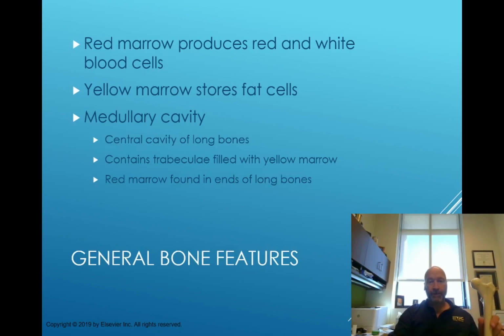So red bone marrow produces red and white cells. We talked about that. Red marrow becomes yellow marrow, and it becomes fat. And it's found inside of the bone, especially in the medullary cavity. So if we were to take this femur and cut it in half, you could see kind of down inside, but what you would be looking at is the yellow marrow. But if that yellow marrow was gone, then what you would have is just an empty hole.